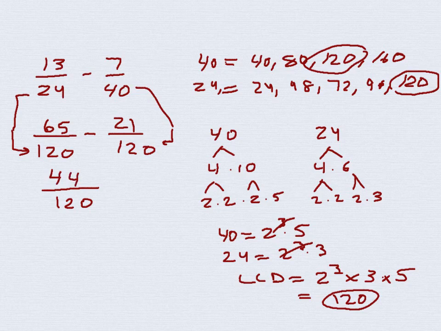To simplify this fraction, you need to find a common factor that goes into both. 44 is 4 times 11. So 4 goes into 44 11 times. 4 goes into 120 30 times. And since 11 is a prime number, and it doesn't go into 30, that answer must be in the lowest terms, or most reduced. That's a couple of examples of adding and subtracting fractions.